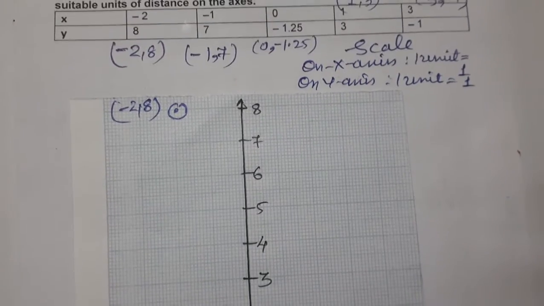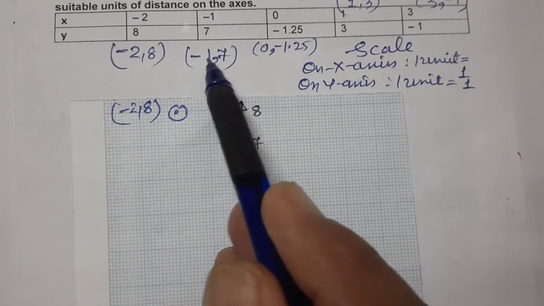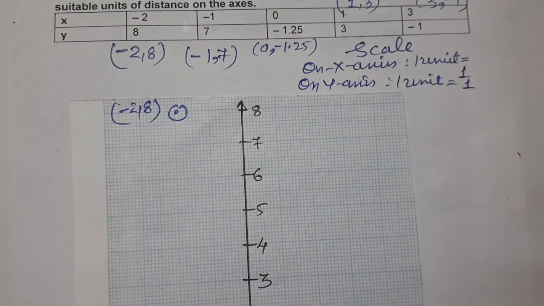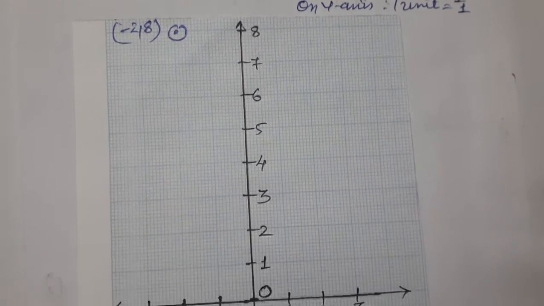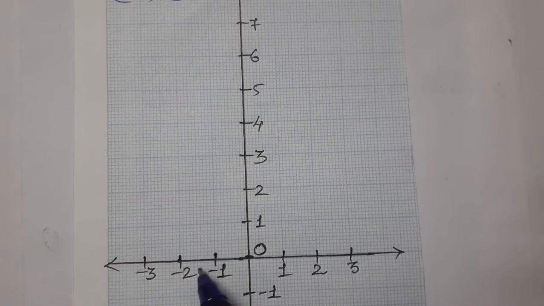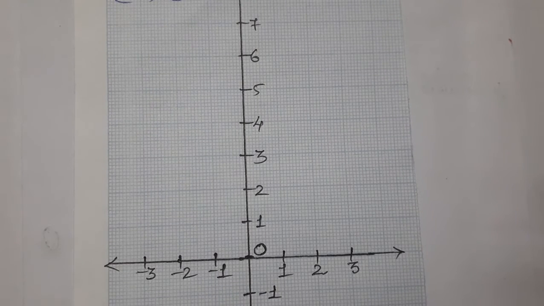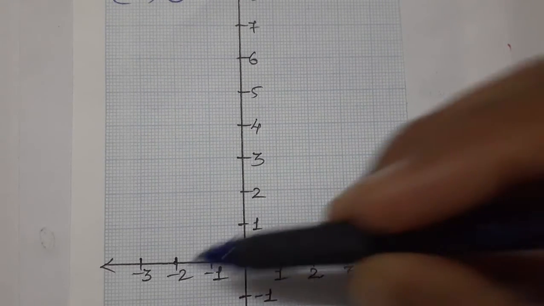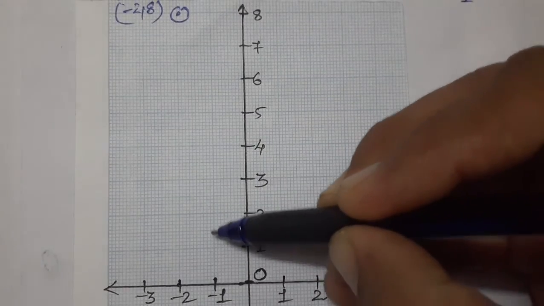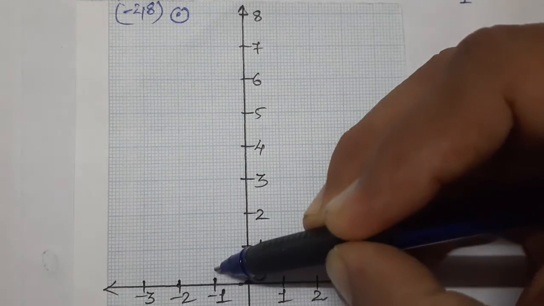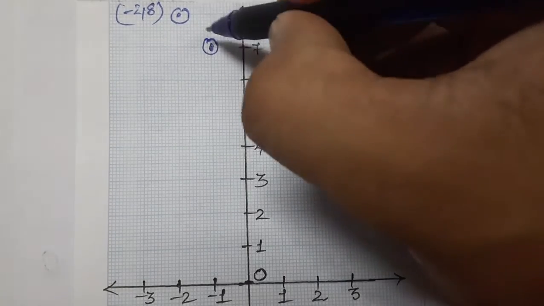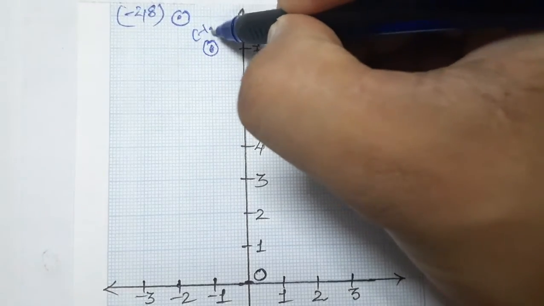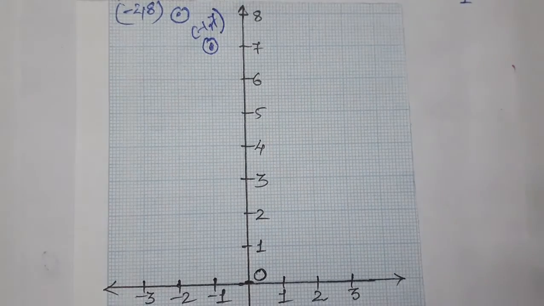Our next point is minus 1, 7. X is minus 1, y is 7. So here is minus 1. Now move how many points? 7 points along the y-axis. So let's move. Minus 1 to 7 here. So this point is minus 1, 7.